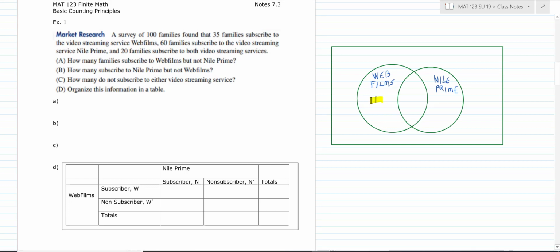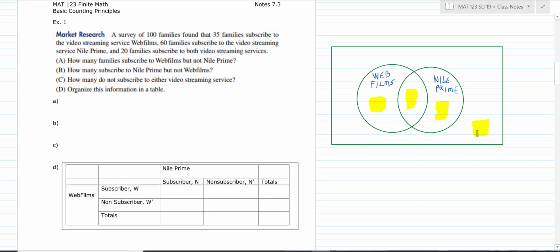All right, so if we read on this, what we're going to try to do in our Venn diagram, we want to figure out that number there. That would be the people who subscribe to Web Films that don't subscribe to Nile Prime. This would be the number of people who subscribe to Nile Prime who don't subscribe to Web Films. This would be the number who do both, and then that would be the leftover, the people who don't subscribe to either service, okay?